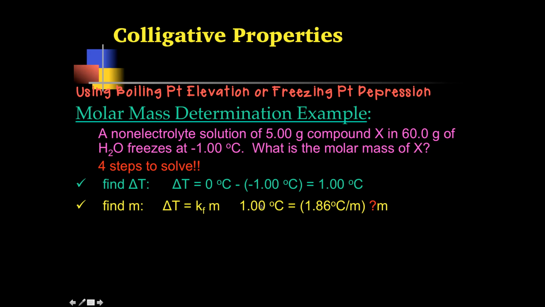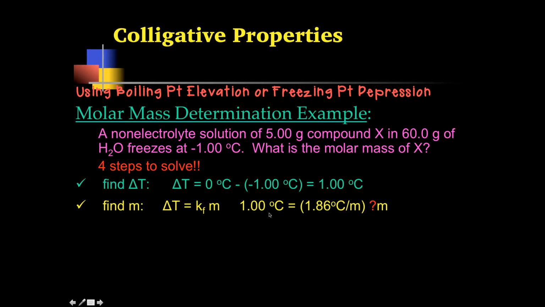All right. Well, 1.0 degrees was my change of temperature. I just figured that out here. 1.86 is my K value for water. I gave that to you on one of the previous slides. And remember, that's degrees Celsius per molality. And then I can solve for molality. So question mark molality is what I'm looking for, because if I divide 1 by 1.86, degrees Celsius will cancel. I'll be left with molality, which is what I'm looking for.